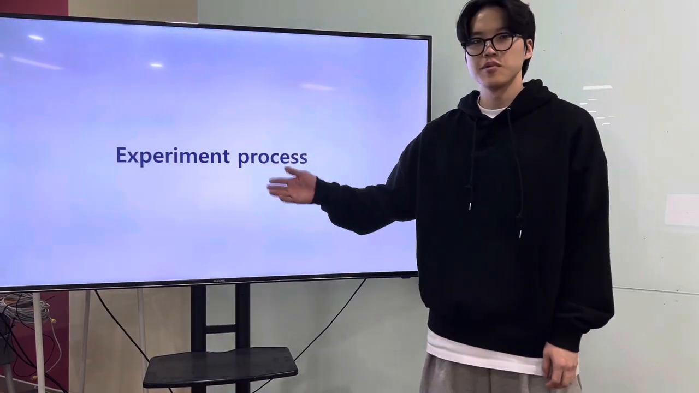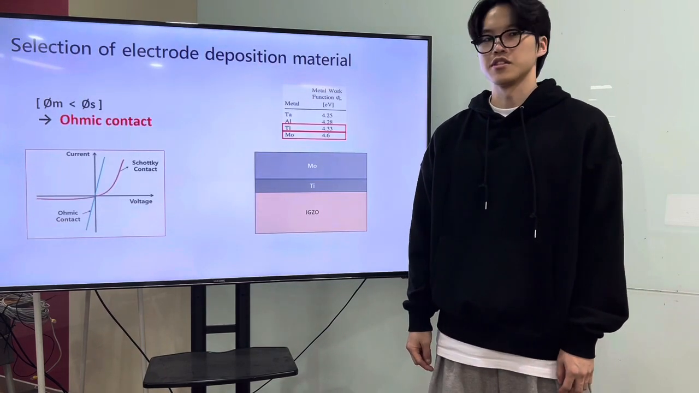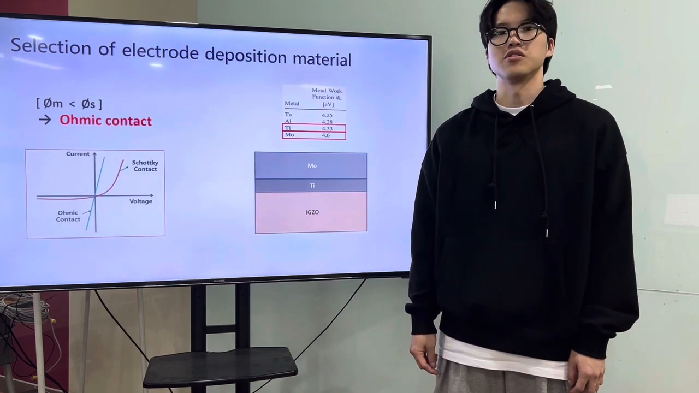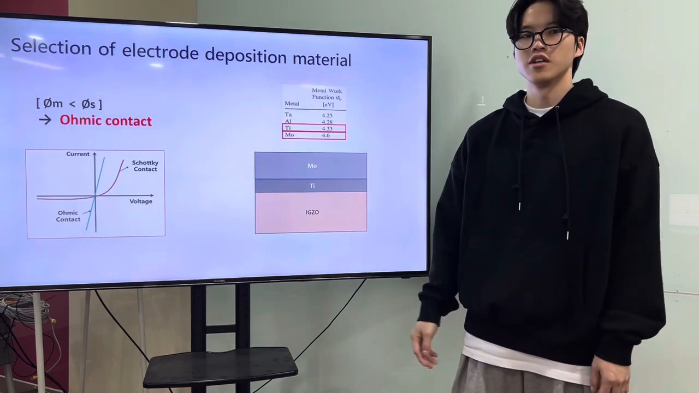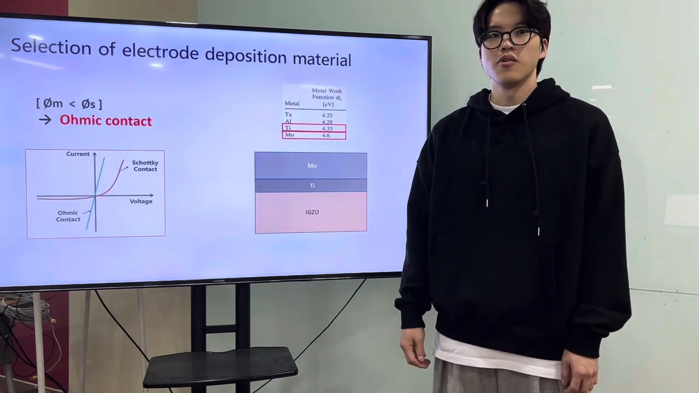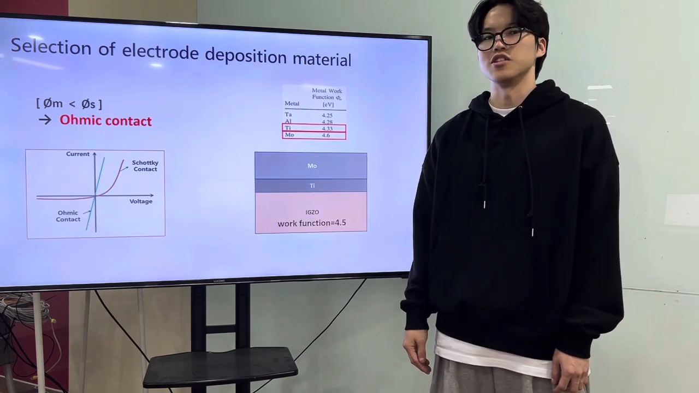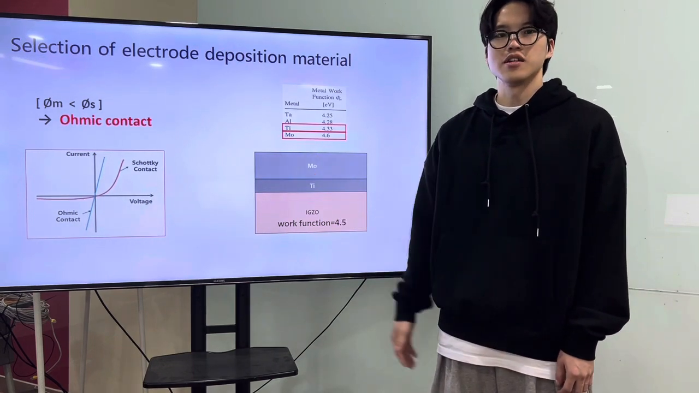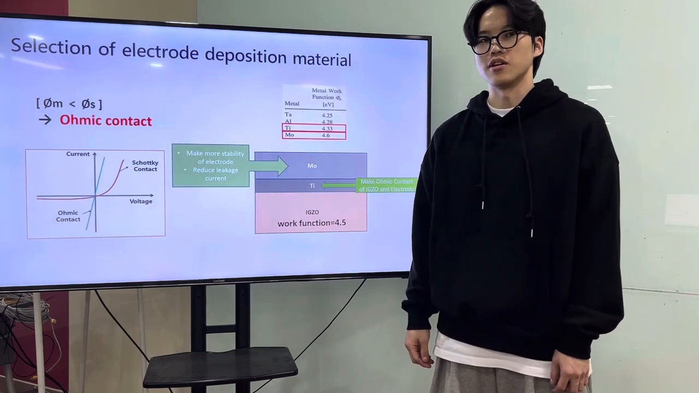Next is our experiment process. Let me introduce our electrode deposition materials. Typically, metals are deposited as electrodes onto the IGZO layer with two contact methods based on the metal's work function compared to the semiconductor. The two contacts are ohmic contact and Schottky contact, where we chose ohmic contact to reduce the potential barrier between the electrode and IGZO. So we can get increased drive current and decreased power consumption. But the weakness is potentially increased leakage current.